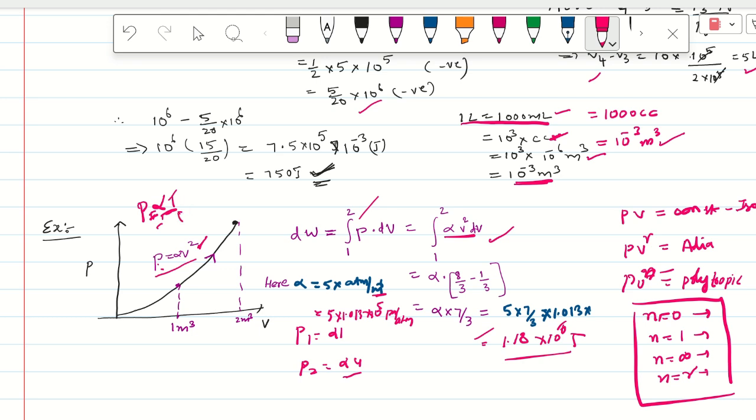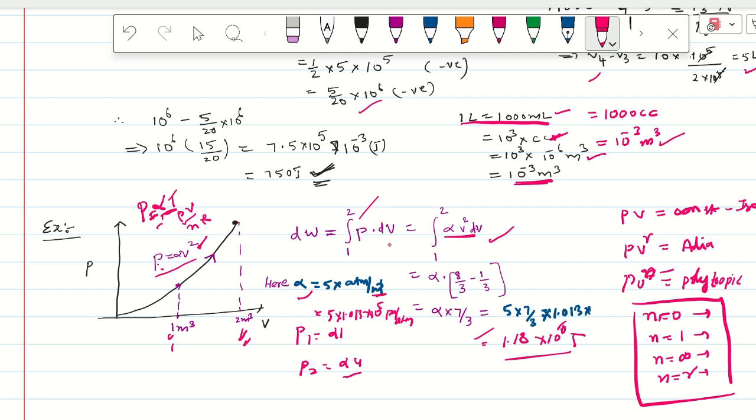T is equal to PV by nR again. Here this P is the initial pressure, which is constant, so PV by nR you will write. Atmospheric pressure you will write. And the alpha value is given data: alpha value 5 atmosphere per meter cube is given. Convert 5 atmospheres into pascals, and you will get it like this. And the volume is first the initial volume Vi equal to 1 meter cube, and V2 is equal to 2 meter cube.